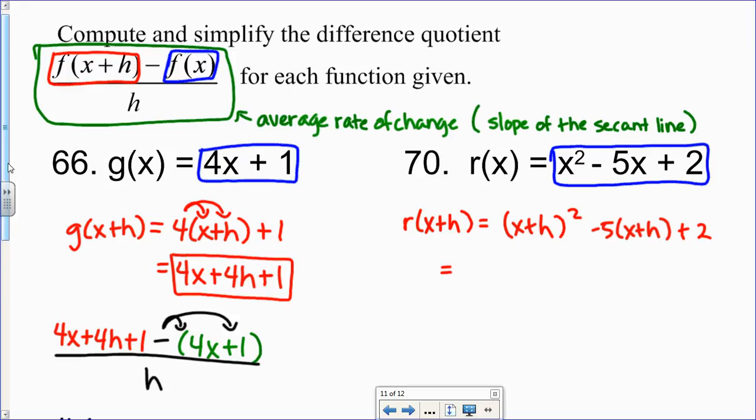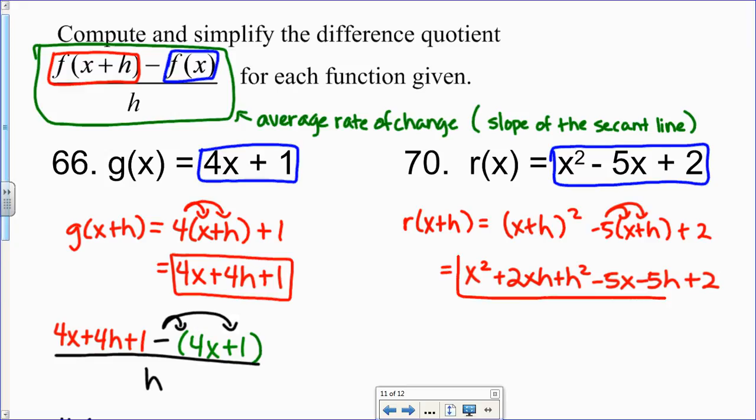Okay, so the shortcut is a squared. A is x, so x squared. And then it's 2ab. So x times h is xh, times 2, 2xh. And then b squared, which is h squared. Okay, distribute. Minus 5x minus 5h plus 2. I don't see any like terms. Don't get caught up in the order you're putting your variables. Just multiply it out and then stick it in the formula.